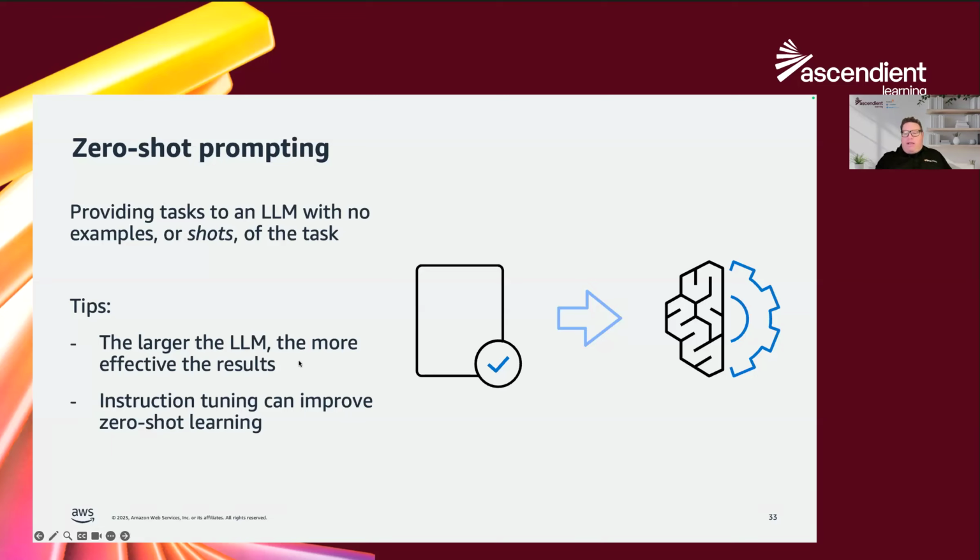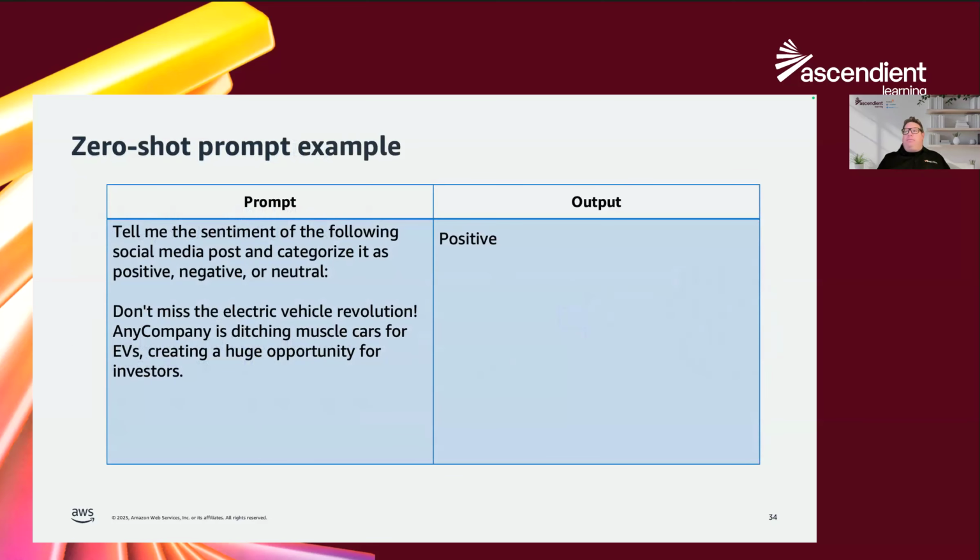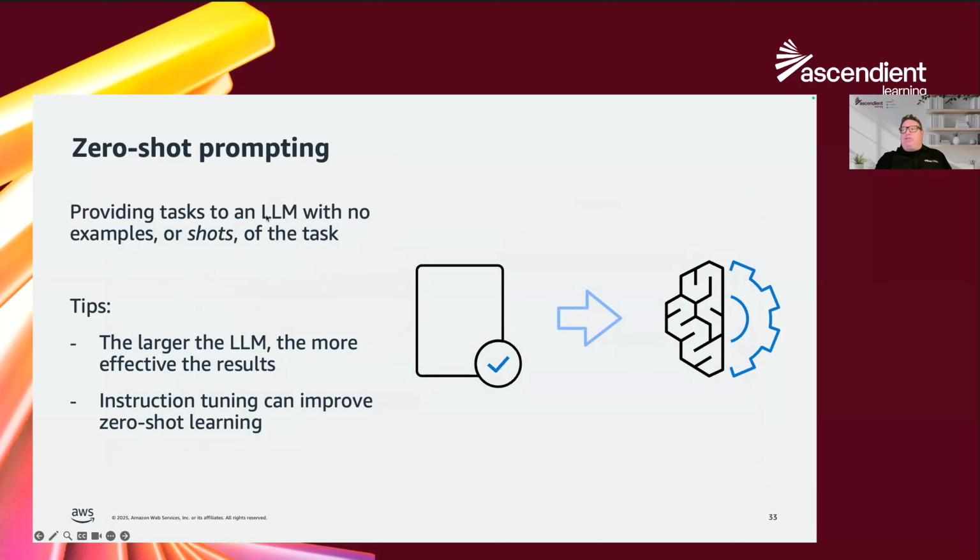So here's an example where we tell them, tell me the sentiment of the following social media post and categorize it as positive, negative, or neutral. And then we give them the post. They look at it and say, I think this is positive, right? If we're using a very large language model, it could probably figure it out pretty well, right? So that's the idea of zero shot prompting.